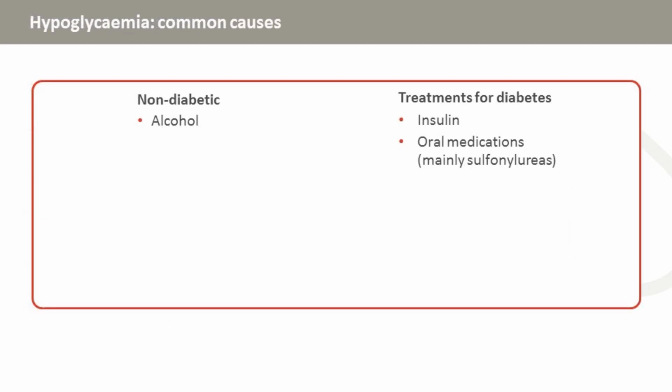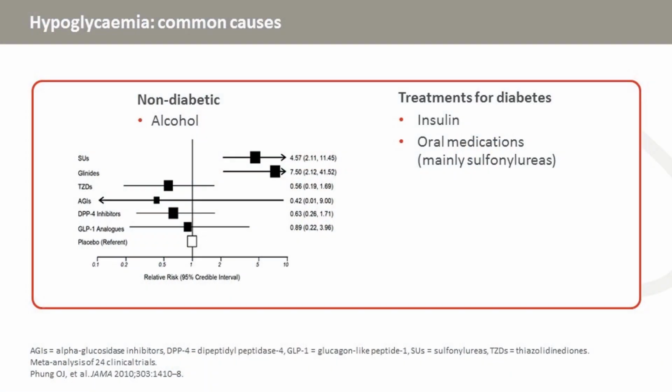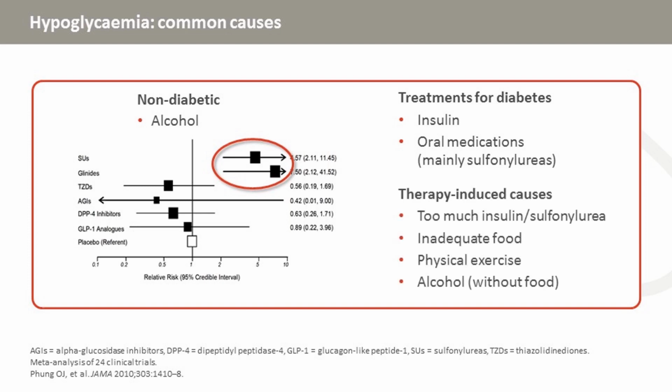So if we move on to the next slide, just a brief word about common causes. This is all the sort of medical student stuff, really, I suppose. Although a lot of people don't realize the commonest non-diabetic cause of hypoglycemia is alcohol. And as you all know, insulin is the major problem in hypoglycemia, but we mustn't forget the sulfonylureas and the glycosides. And in fact, if you look at this meta-analysis, looking at all the non-insulin therapies, both the sulfonylureas and the glycosides come way out to one side when it comes to the risk for hypoglycemia. And then the therapy-induced causes are, of course, taking too much insulin, too much sulfonylurea, inadequate food, often exercise, and perhaps taking alcohol without food. So these are all causes, and that's straightforward.